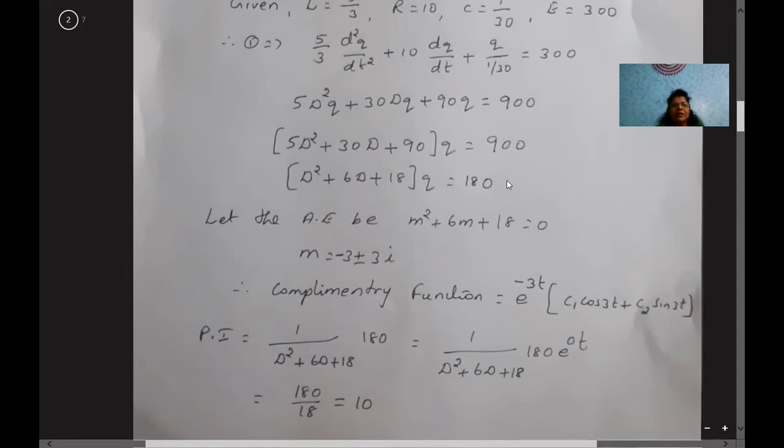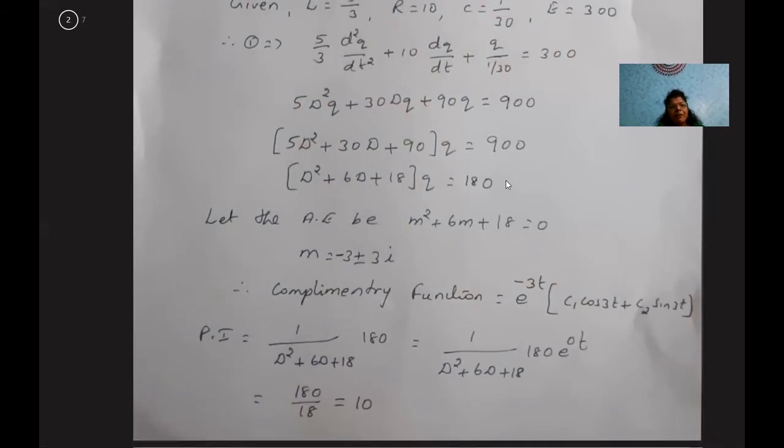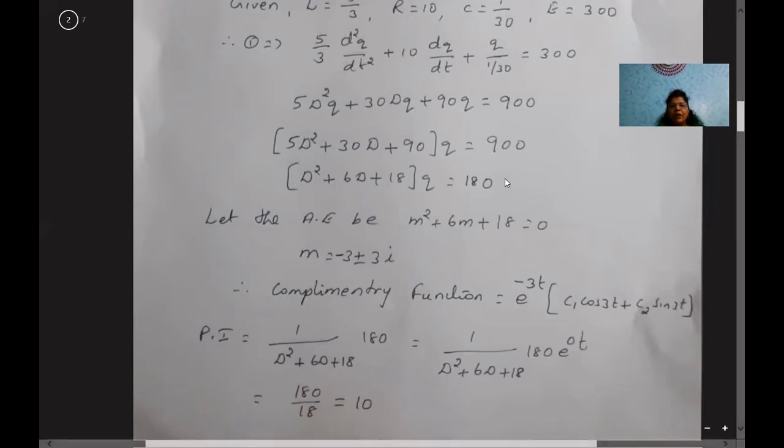What is the general solution of a second order linear differential equation? The general solution is defined as complementary function plus particular integral. What is the complementary function? To find the complementary function, first we should write the auxiliary equation. What is the auxiliary equation? Replace D by m and remove the q.